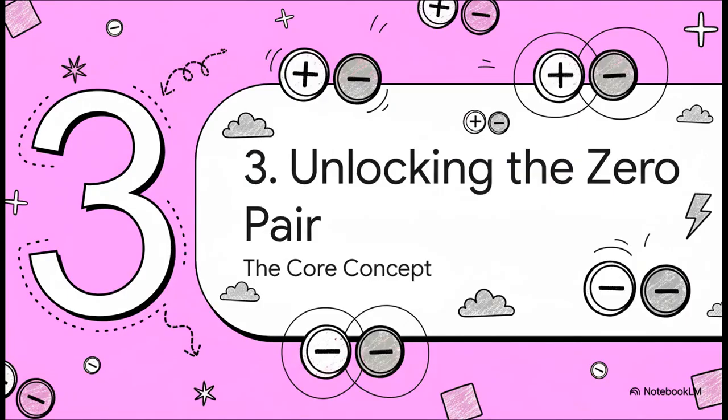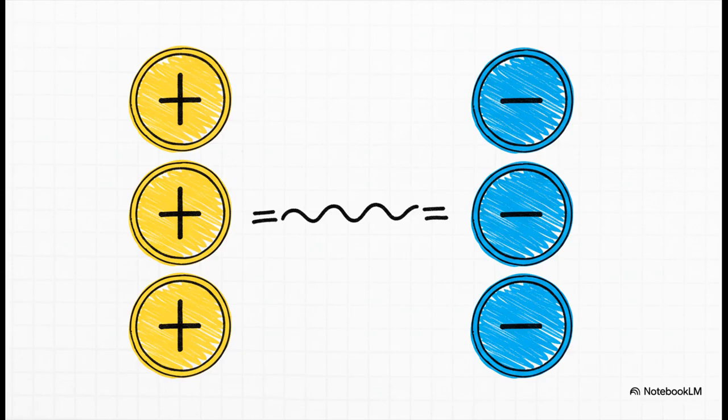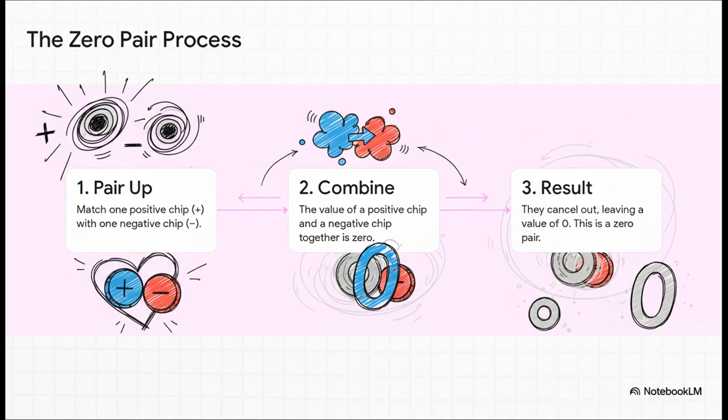All right, pay attention, because this right here is the key to everything. It's the one simple idea that unlocks this whole concept. It's called the zero pair. Okay, let's go back to Neva. She has 3 positive points, so we'll represent those with 3 positive chips. And she lost 3 points, so we'll show that with 3 negative chips. Now, this is the zero pair process in action. The best way to think about it is that a positive chip and a negative chip are total opposites. Kind of like matter and antimatter. When you pair them up, they're drawn together, they neutralize each other, and poof, they result in a value of 0. That's a zero pair.